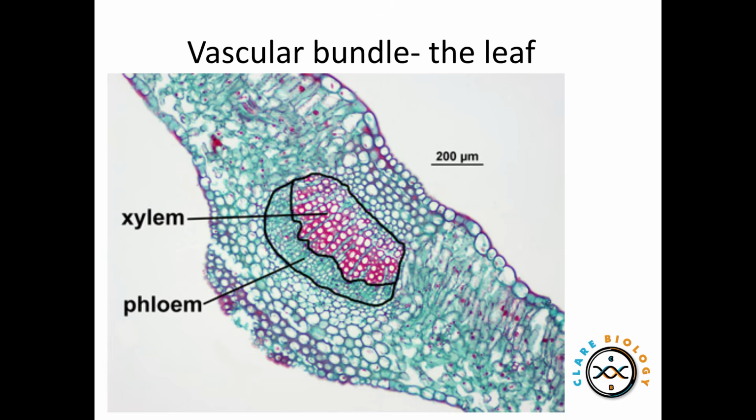So this is the leaf. This here would be at the top of the leaf, and here would be underneath the leaf. This bit here sticking out is like the ribs of the leaf, which if you turn a leaf over you can see at the bottom. What you need to know here is that in the middle part of the leaf we have the xylem on the top and the phloem underneath.